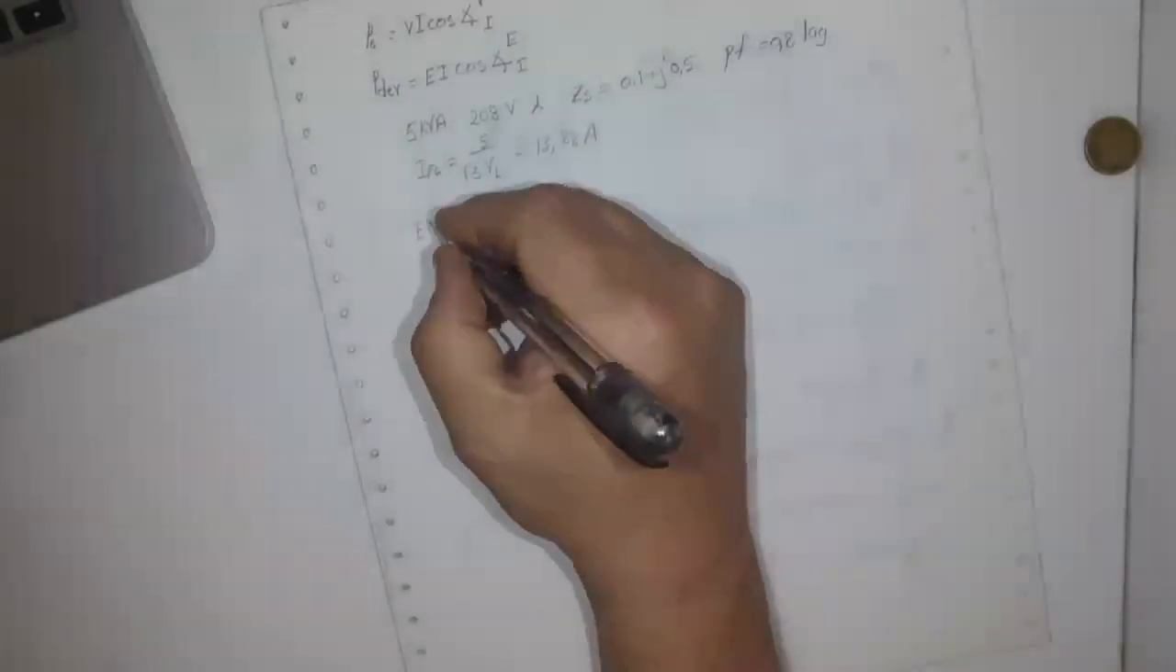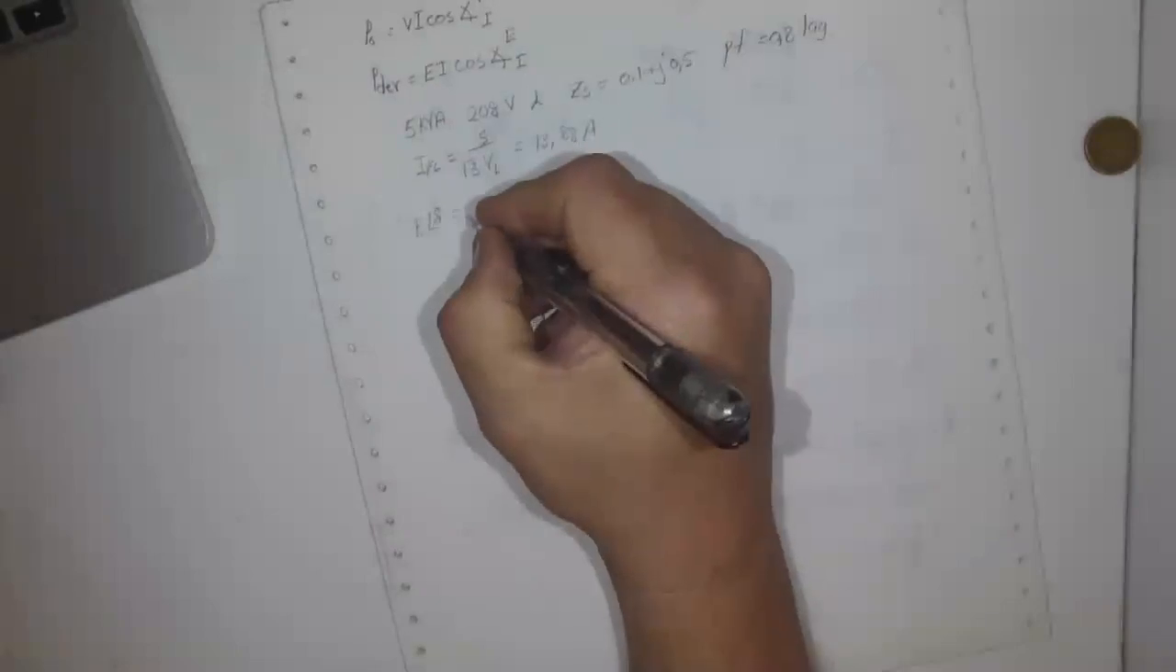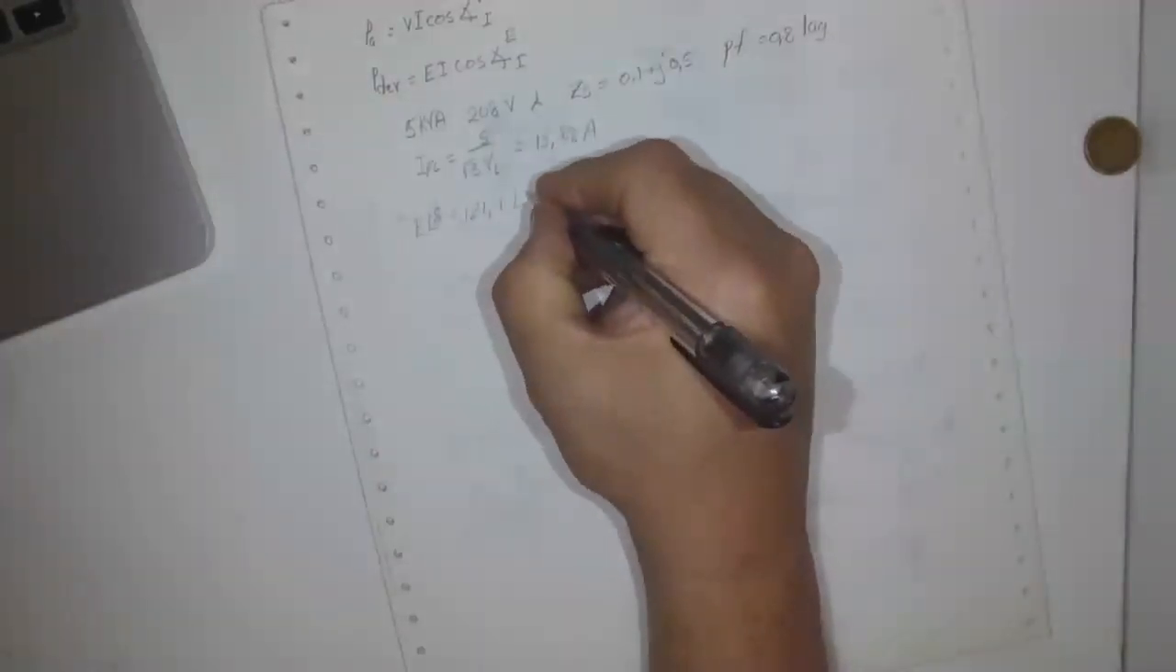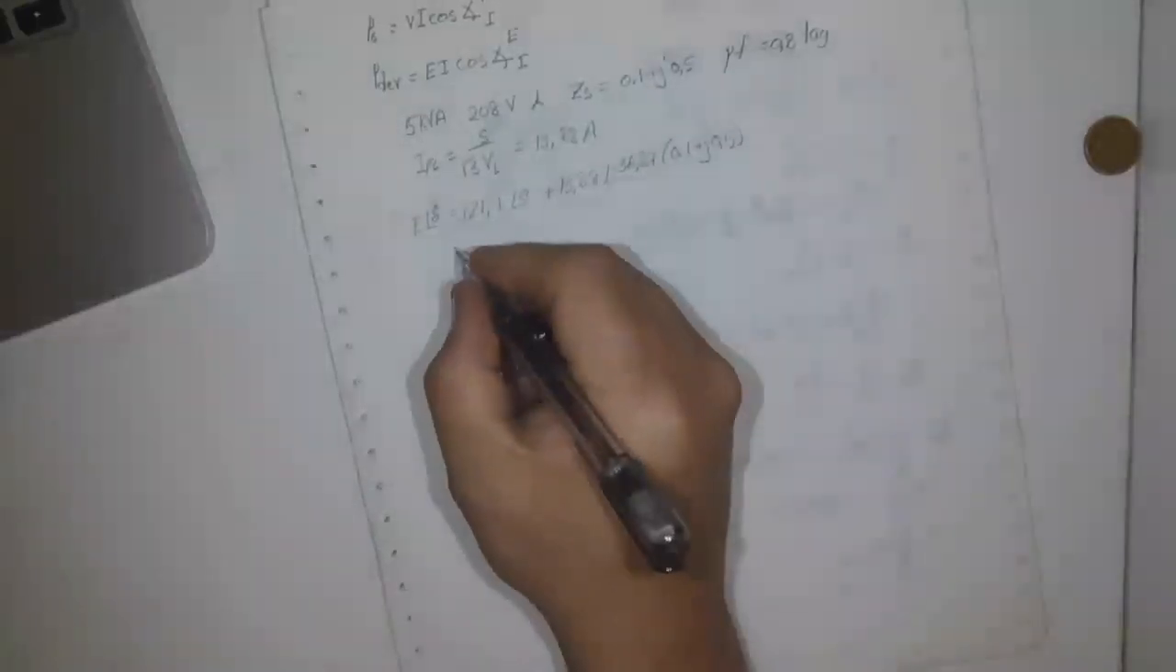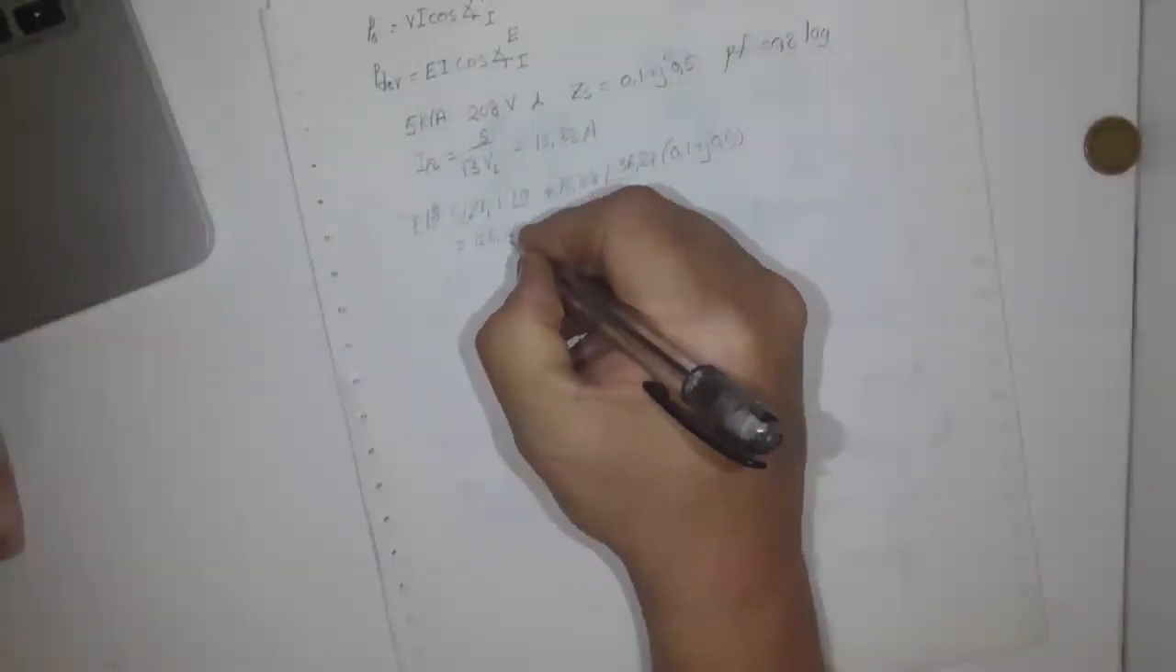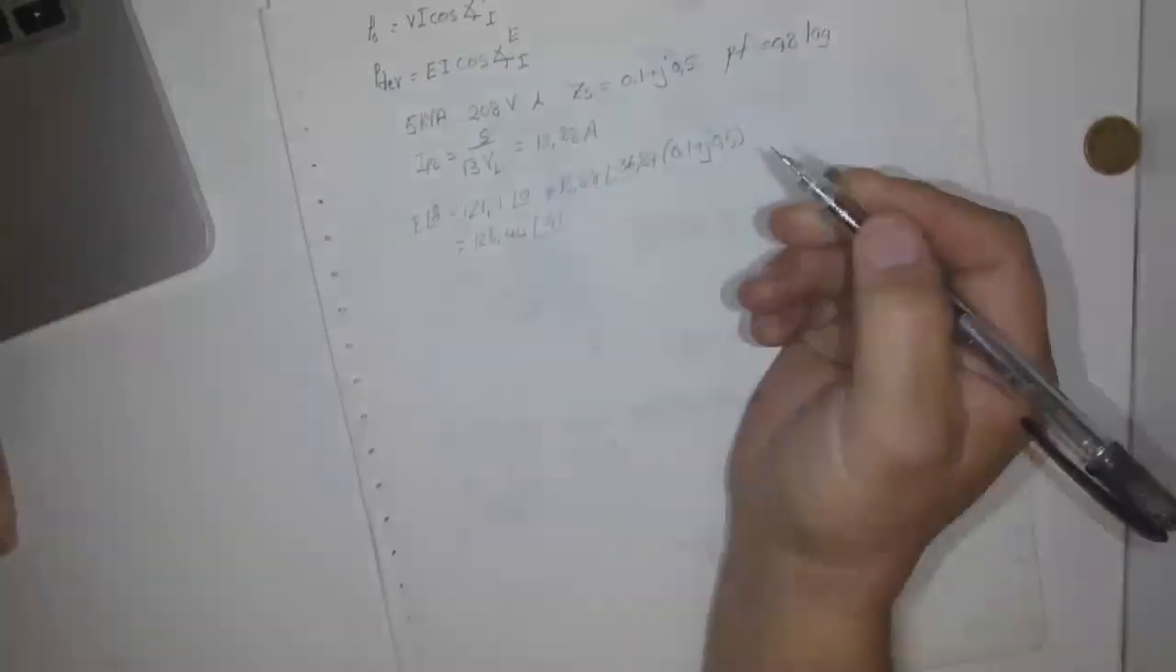That comes to 13.88 amps, lagging at the power factor of 0.8 lagging. Now the induced EMF is going to be 208 divided by square root 3, which is 120.1 angle 0, plus 13.88 angle minus 36.87 times 0.1 plus j0.5. Now if you calculate that, I get about 126.44 at an angle of 2.1 degrees.